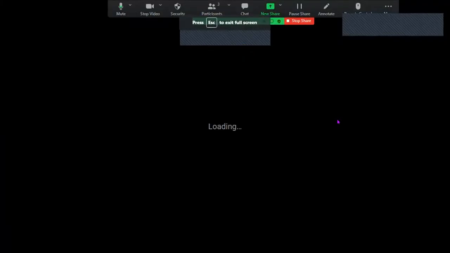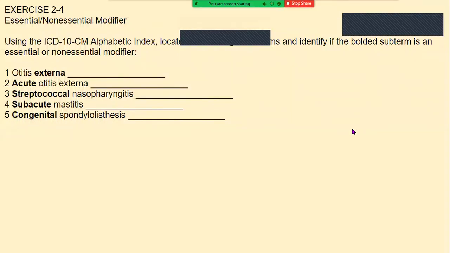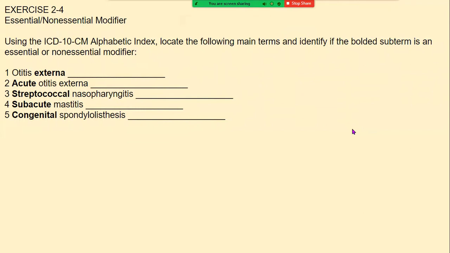Okay, so we're going to go on past that. You might recognize this from your book, but I thought we would go through it together. We're going to decide if these are essential or non-essential modifiers. So otitis externa. We remember otitis from otitis media, right? When we coded that, we had to use media. So externa is an essential modifier.